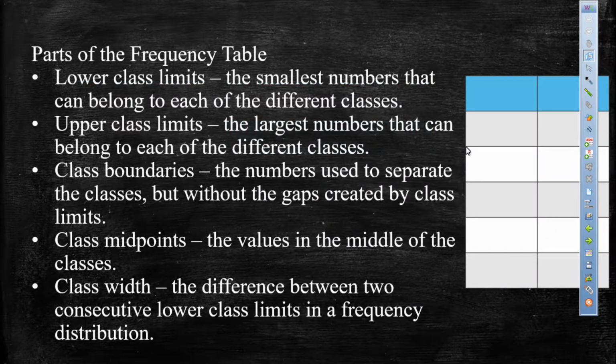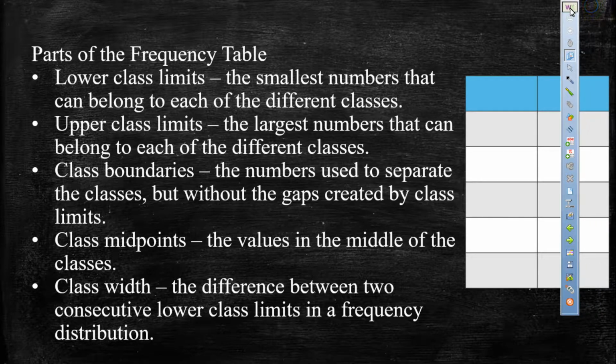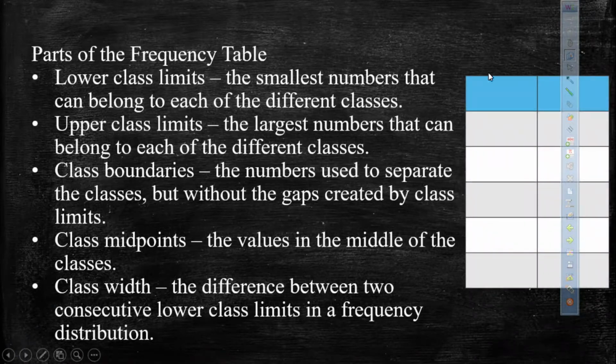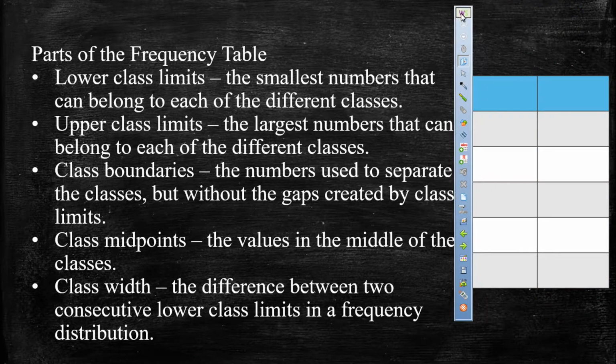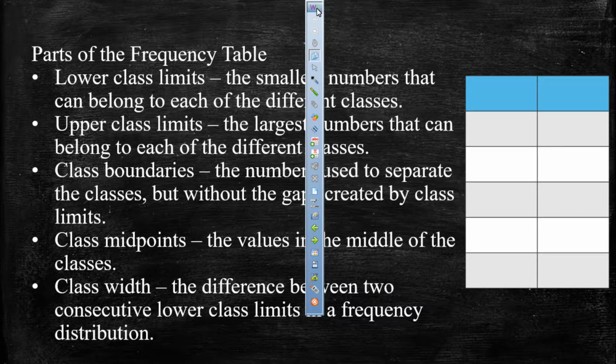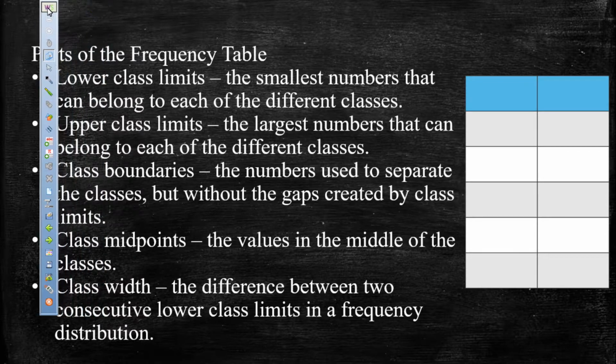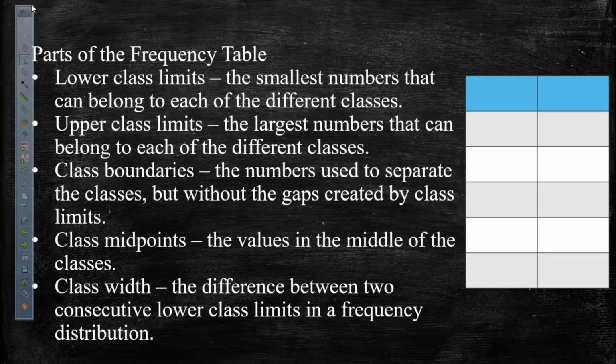Parts of the frequency table. Lower class limits, the smallest numbers that can belong to each of the different classes. Upper class limits, the largest numbers that can belong to each of the different classes. Class boundaries, the numbers that are used to separate the classes, but without the gaps created by class limits. Class midpoints, the values in the middle of the classes. Class width, the difference between two consecutive lower class limits in a frequency distribution.